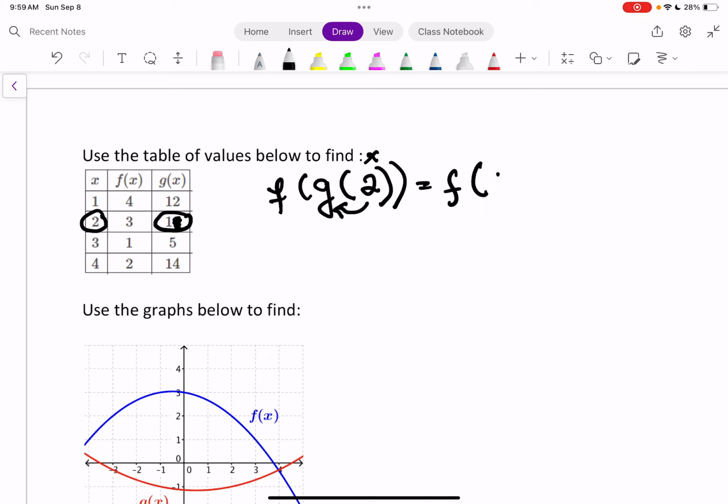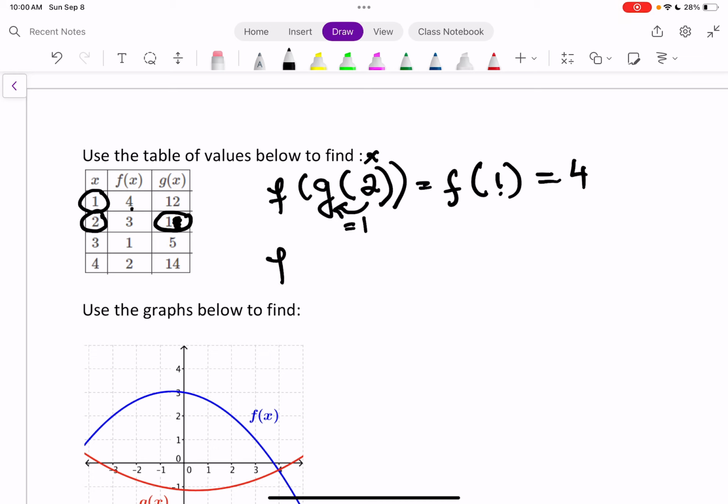So I'm substituting g of 2 with 1. Now, the next thing I want to do is find f of 1. So what is f of 1? That means in the function f, I'm putting an input of 1 now. So if x is 1, what is f of 1? That would be 4.